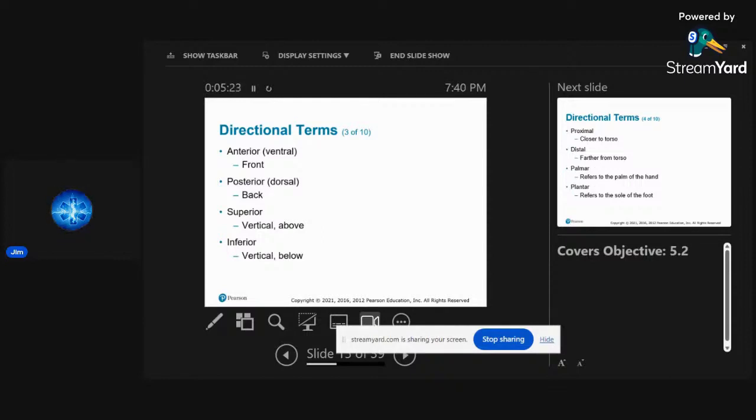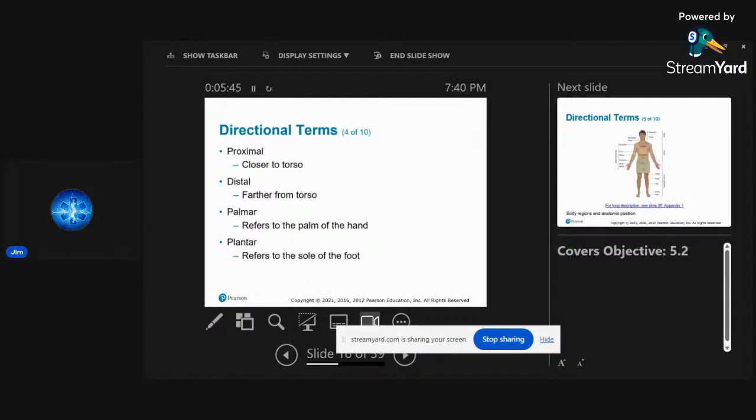Superior is above. When someone acts superior or you're superior, that means they're above you. Inferior means below. So an inferior species or something would be below. When we're describing an injury, it could be superior of something or above it, or inferior below it.